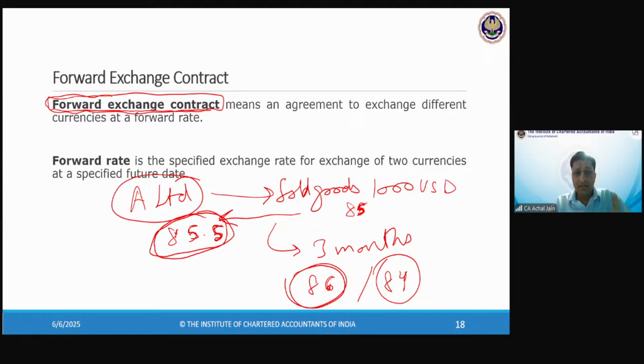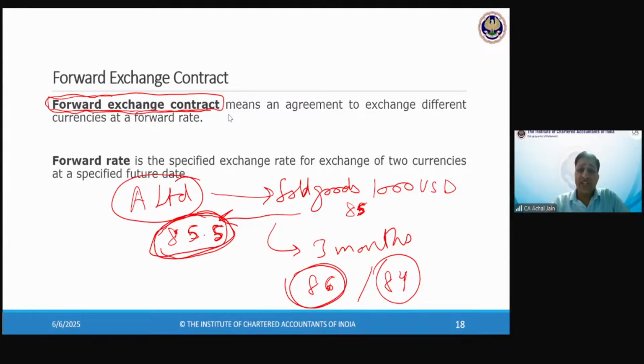Clear on this? Everyone clear on this? What is a forward exchange contract? Everyone clear about this forward exchange contract? Okay, now, in case of forward exchange contract, this rate 85.5 that we discussed is called the forward rate.